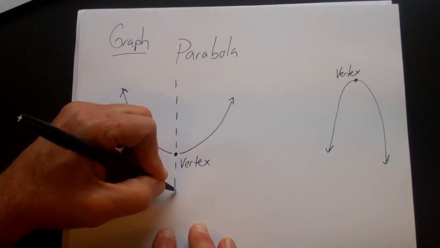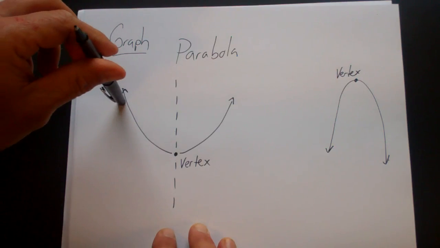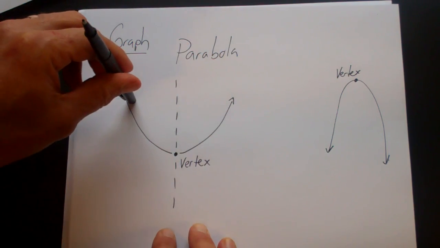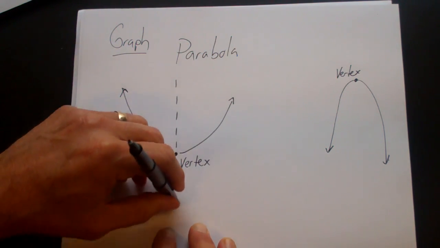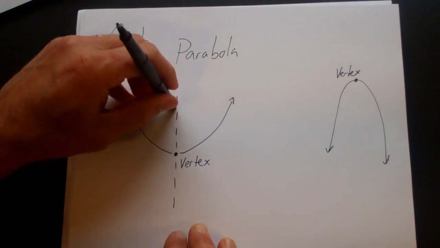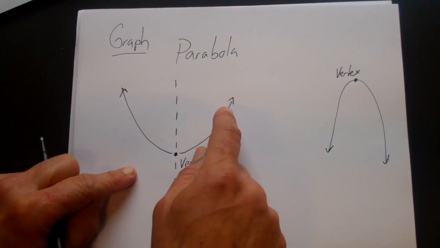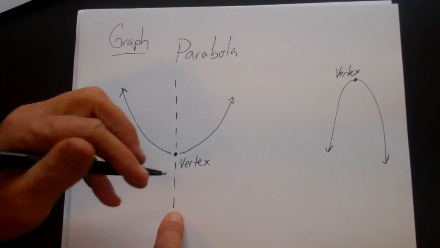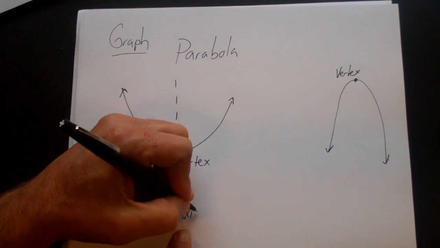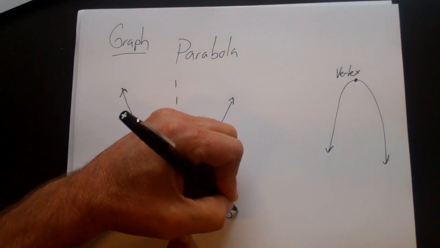One thing about a parabola is that they're identical across from the vertex. So if you imagine an imaginary line that goes through the vertex, the parabola is going to be a mirror image on each side of that imaginary line, and that line we're going to call the axis of symmetry.